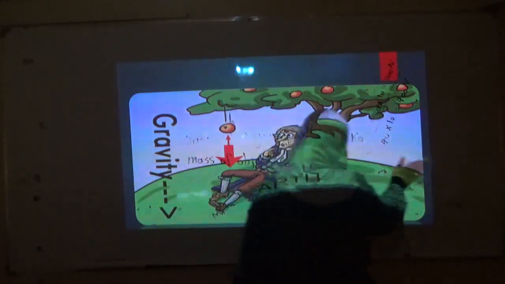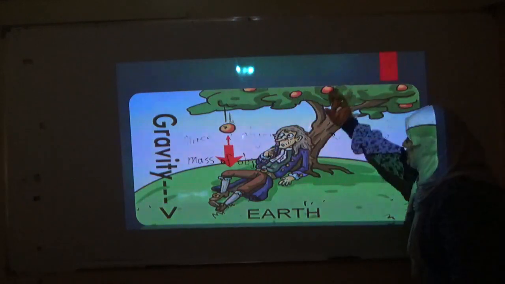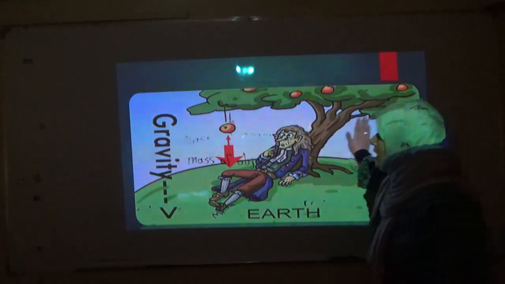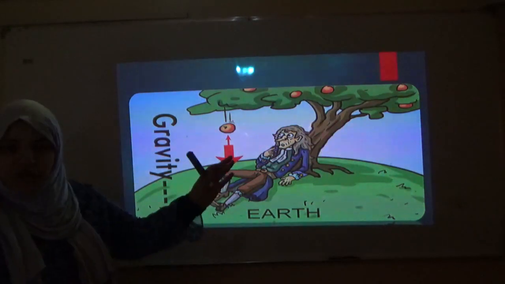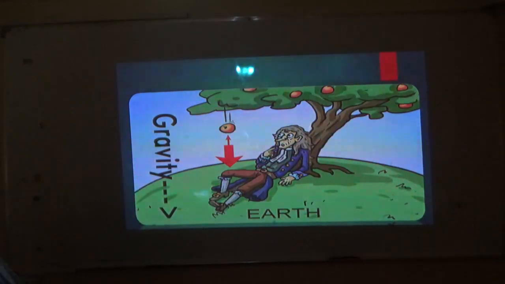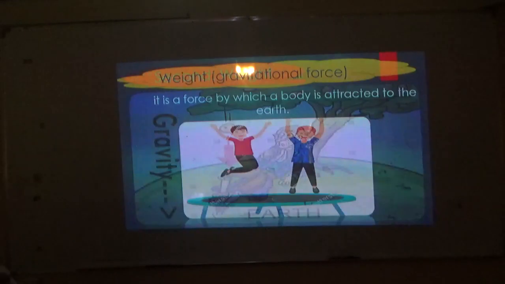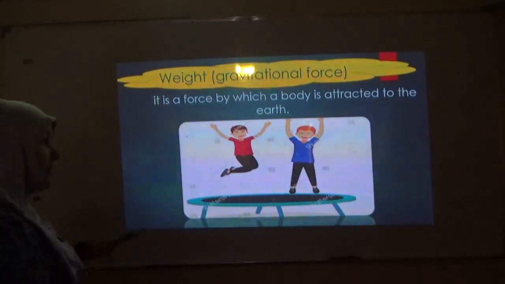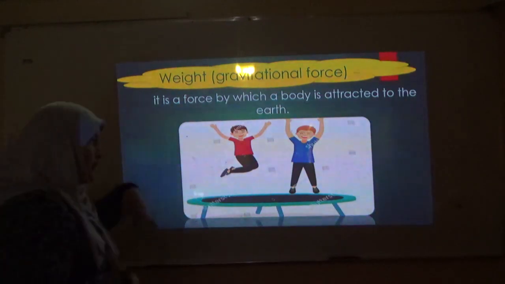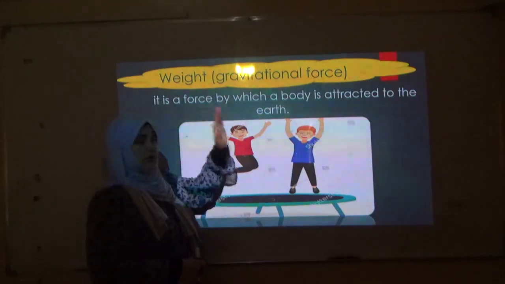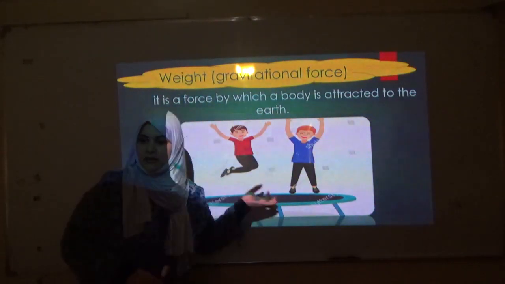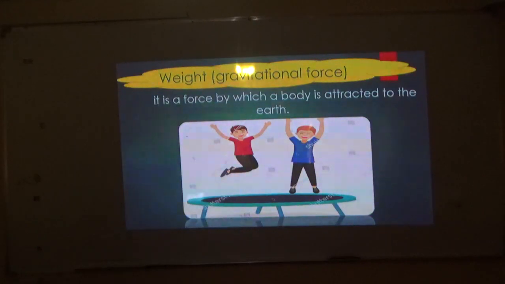Now we can see a figure showing a person sitting under the apple tree. The apple fell down. He asked himself, is there any force attracting the apple downward to the earth? It was the gravity force, as we explained before. So the weight or the gravity force is a force by which a body is attracted to the earth. As we explained before, these kids jump up and then fall down due to the gravity force that attracts their bodies downward to the earth.